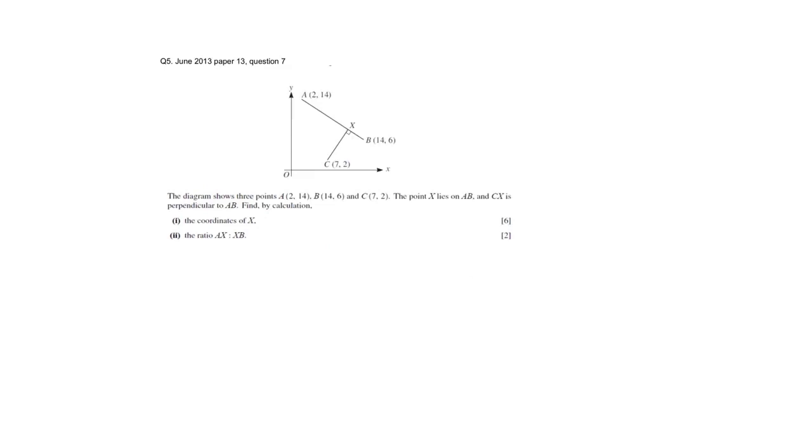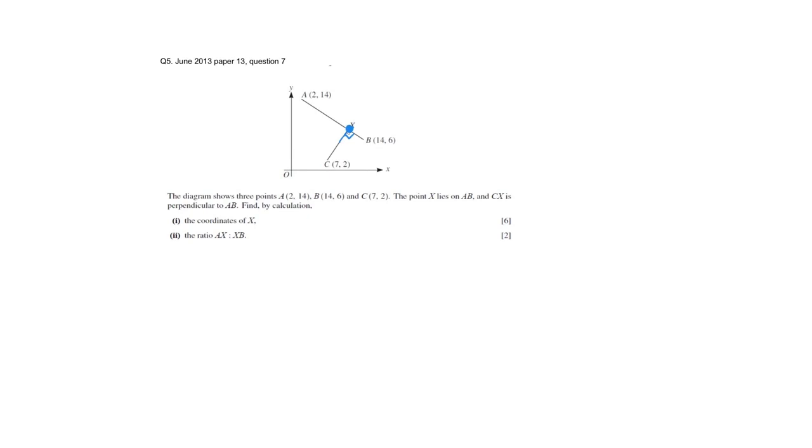Alright, in this question the diagram shows 3 points A, B, C. The point X lies on AB and CX is perpendicular to AB. So CX can be seen perpendicular to AB. Find by calculation the coordinates of X. This is your coordinate of X, and this line CX is not a perpendicular bisector. If this had been a perpendicular bisector, then only X would have been a midpoint. So you need to evaluate the X coordinate.